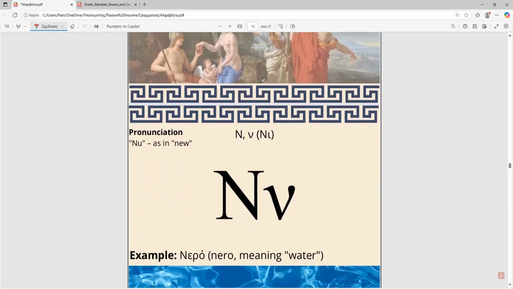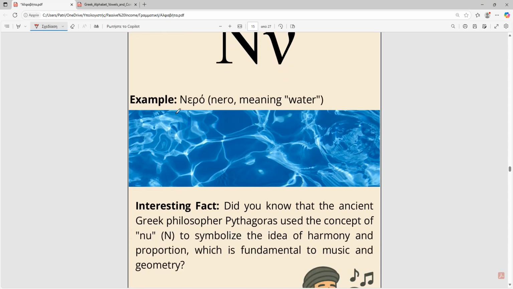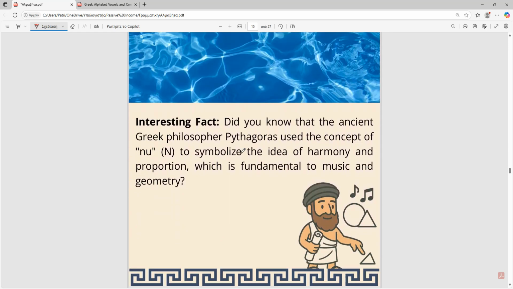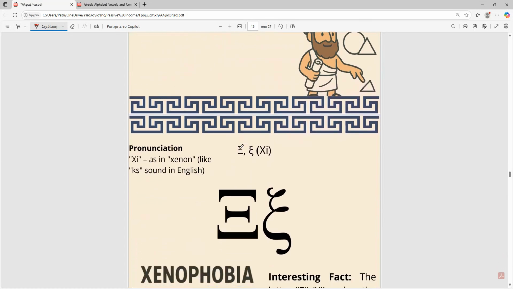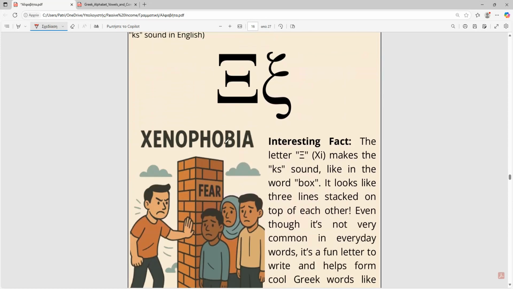Anyway, very good. Then we have the letter ni, like nero. Ni. This is a picture of the water. Yes, of course, nero. And an interesting fact: did you know that the ancient Greek philosopher Pythagoras used the concept of ni to symbolize the idea of harmony and proportion, which is fundamental to music and geometry? Very, very important.